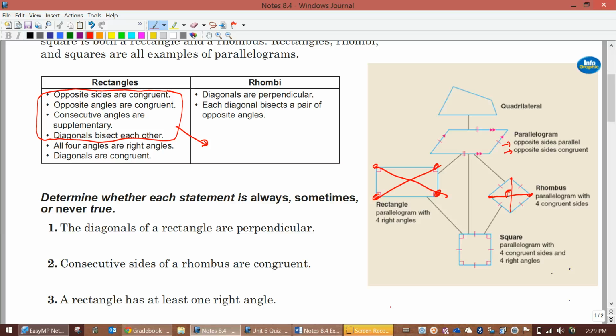The diagonals of a rhombus also bisect the opposite angles, which means in the picture, these pieces are congruent. Same with these guys. Okay, it's bisecting. They bisect the opposite angles.